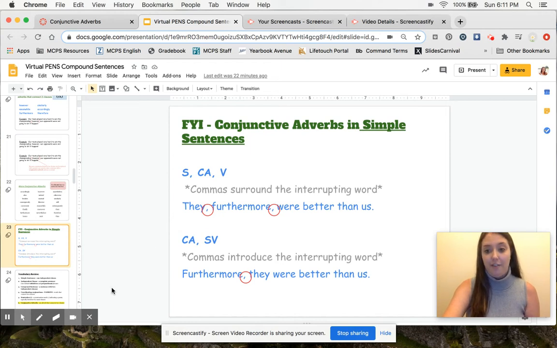If this feels like a lot of information for you, don't worry. I just wanted to put it out there so you guys are aware, but we don't use these words all too often, so it won't be a big deal.